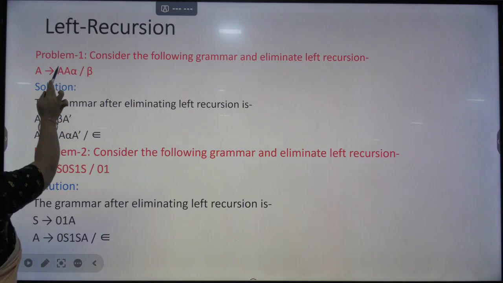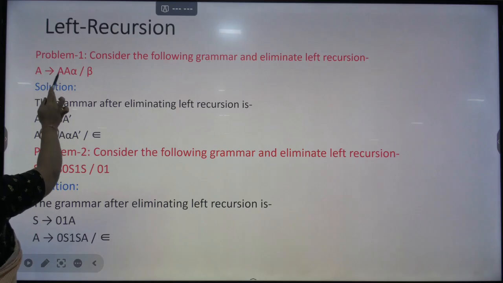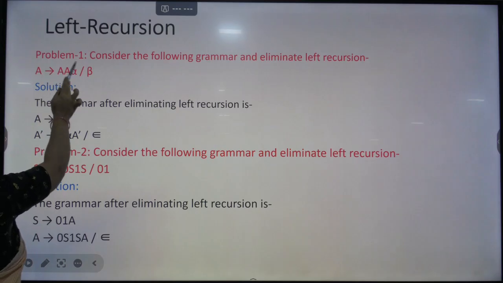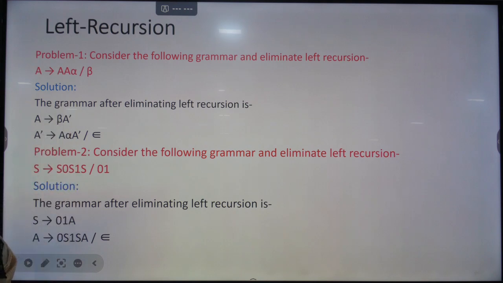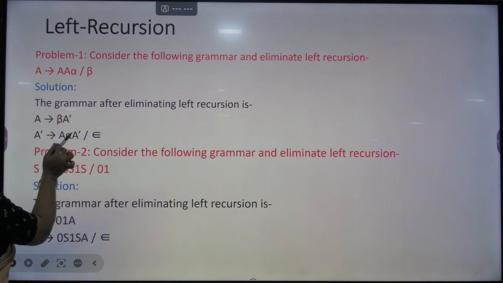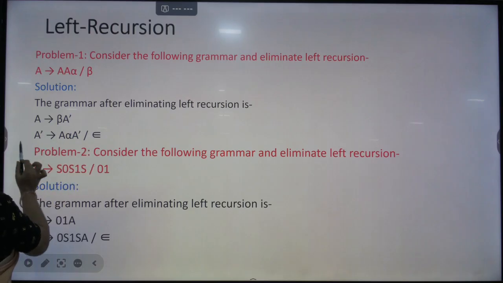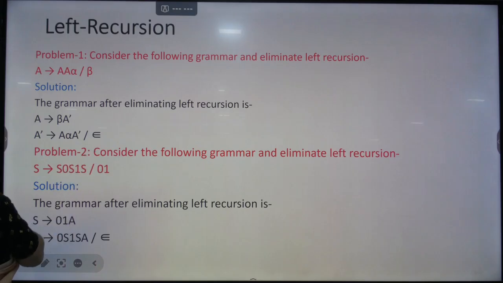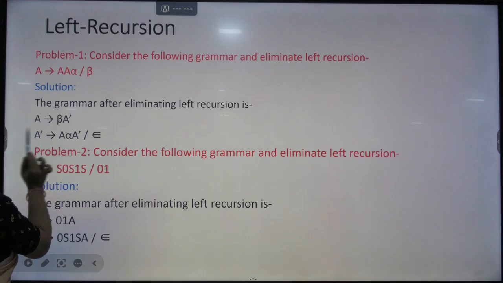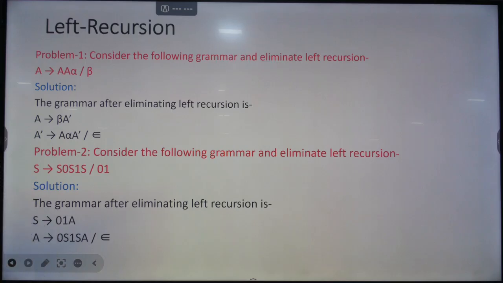Here, after this first symbol, whatever symbols are there, all those symbols will be considered as alpha. Now this production does not have a left associativity problem. Why? Because here the non-terminal symbol is A dash, but there the non-terminal symbol is A. Those are two different symbols, so there is no ambiguity problem.